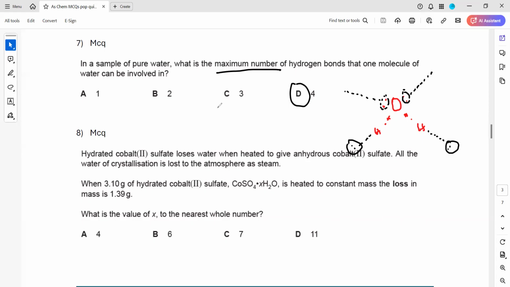Because the hydrogens of the water molecule can be attracted towards the lone pair of another molecule, and the lone pair on the oxygen can attract a hydrogen to form a hydrogen bond. That's why the maximum number of hydrogen bonds per molecule will be 4. That's the maximum number. The number of hydrogen bonds formed per molecule changes as we change the state from solid to liquid and from liquid to gas. But the maximum number can be 4.